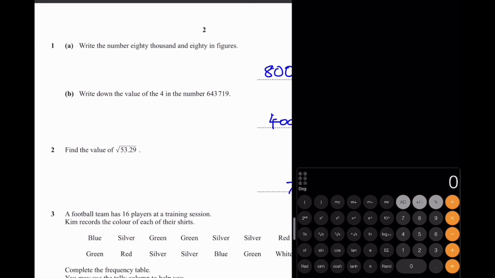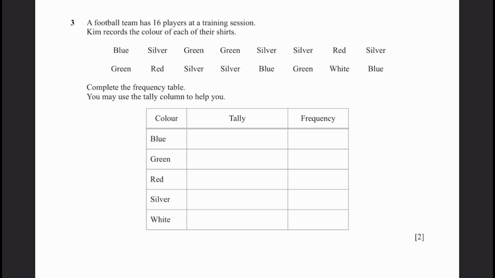Question 3. A football team has 16 players at a training session. Kim records the color of each of their shirts. Complete the frequency table. You may use the tally column to help you. So first we can find a number for blue. It'll be 1, 2, 3. So the tally will be 1, 2, 3 like that. Frequency is 3. For green, it'll be 1, 2, 3, and 4. So 1, 2, 3, 4.